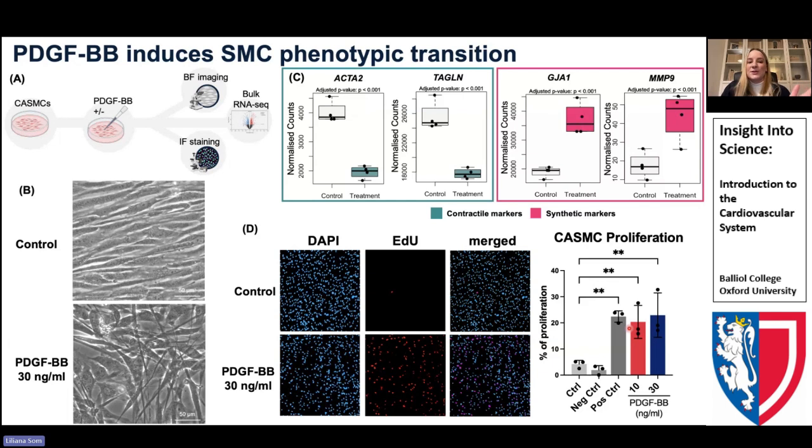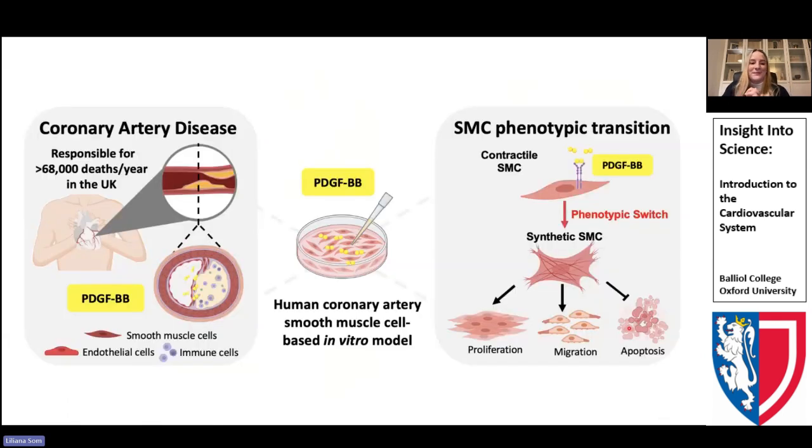So this is just to show you how basic science research would look at coronary artery disease in a dish. Hopefully that gives you an idea of how you can model a disease in a dish, trying to look at a phenomenon we know is detrimental, and we would want to develop targets to inhibit this and hopefully decrease coronary artery disease.